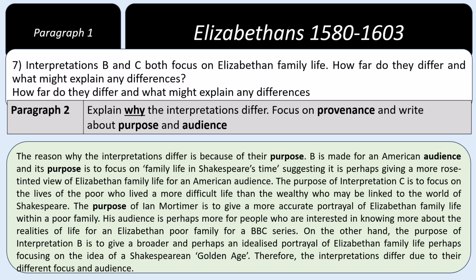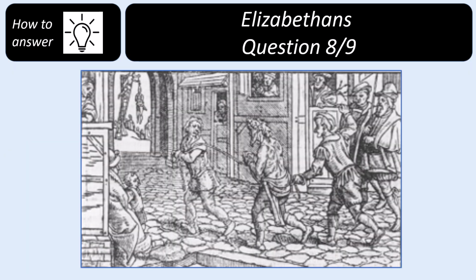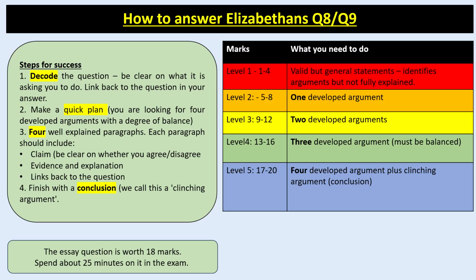So the key thing for paragraph 2 is to get that purpose and audience in there for why the interpretations differ. So we're now going to look at the essay questions, question 8 and 9. Now, generically, in terms of how to answer Elizabethans, make sure you decode the question really carefully for this one.